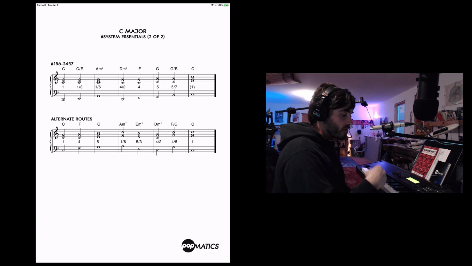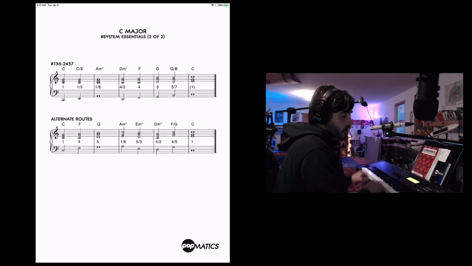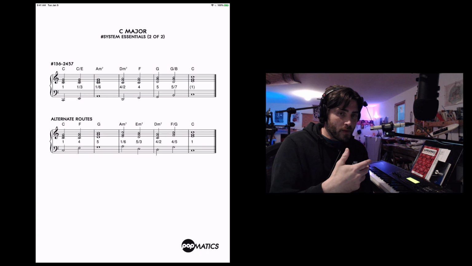Alternate roots is giving you 2 more in there. So here you're grouping the majors, and then you're putting the minor 7s together. Here's an alternate root, and then the 4 over 5. And then you're back to 1. So there, again, the 5 over 3, that's an alternate root. It's a 3 minor 7.